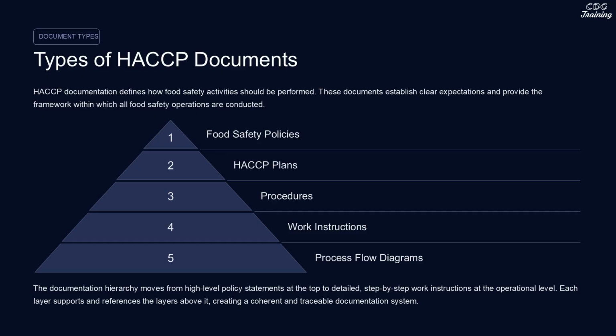HACCP documentation defines how food safety activities should be performed. These documents establish clear expectations and provide the framework within which all food safety operations are conducted. The documentation hierarchy moves from high-level policy statements at the top to detailed, step-by-step work instructions at the operational level. Each layer supports and reinforces the layers above it, creating a coherent and traceable documentation system.